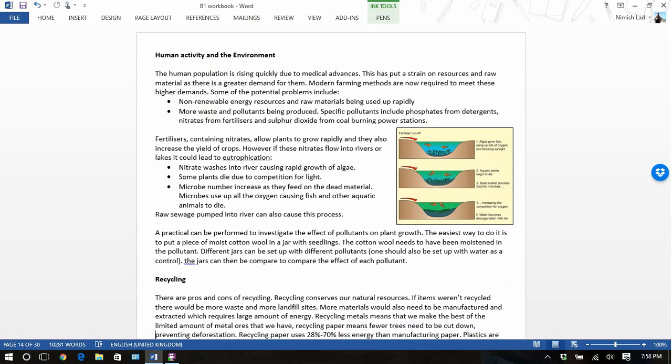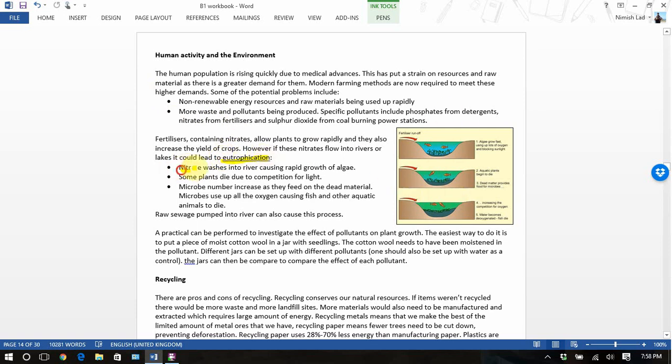We're making more waste, more pollutants, specifically phosphates from detergents, nitrates from fertilizers, and sulfur dioxide from coal burning power stations. So fertilizers contain nitrates. Now this is where it gets dangerous, very dangerous. They allow plants to grow rapidly, but they also increase the yield of crops. Fantastic. But if these nitrates flow into lakes, it can lead to eutrophication. I've got a picture of it over here, and I'll go through it step by step.